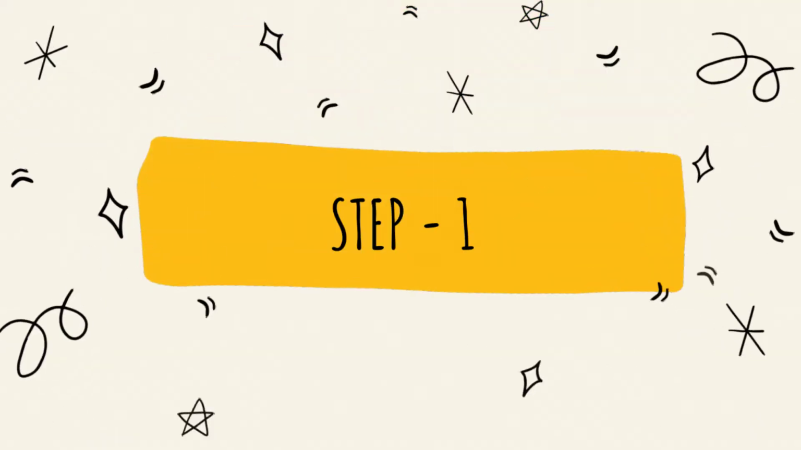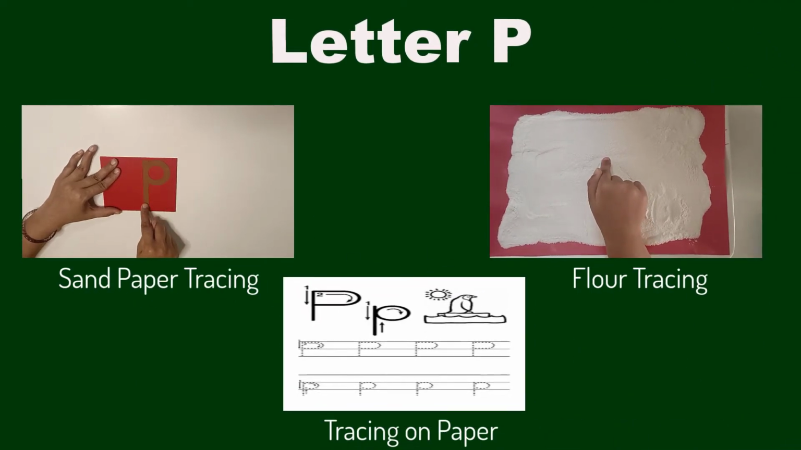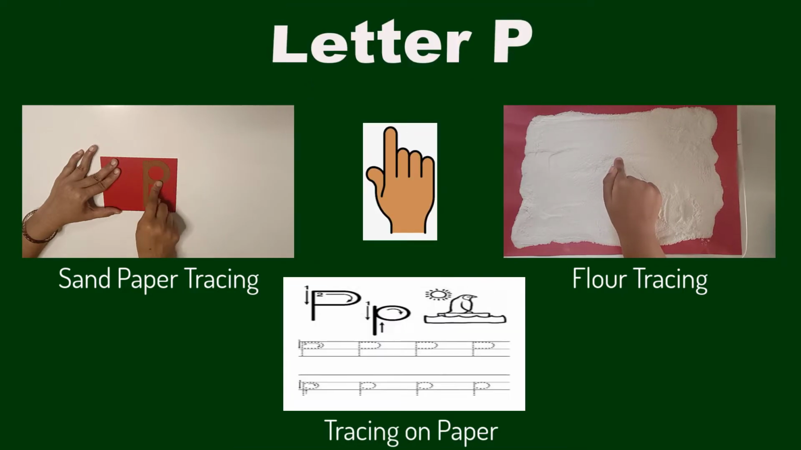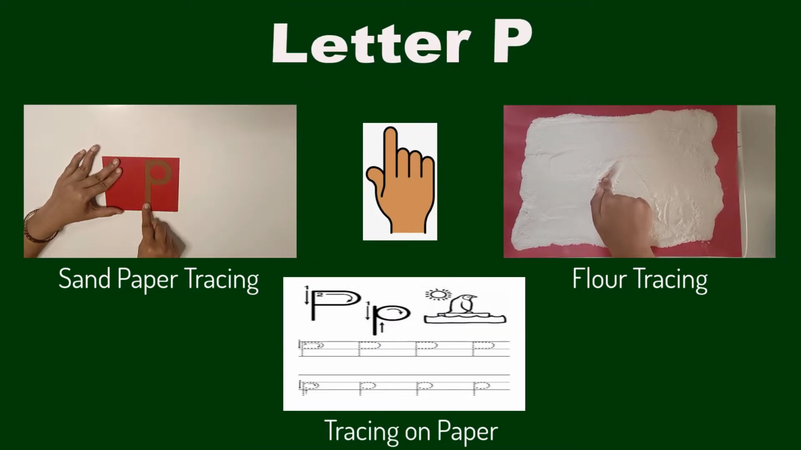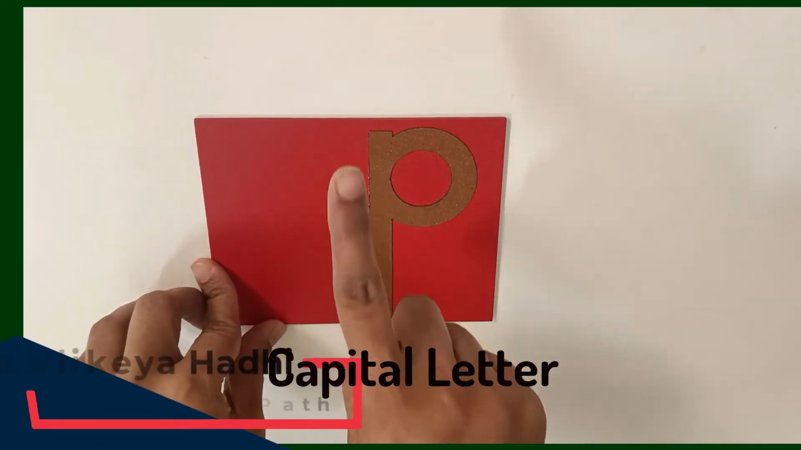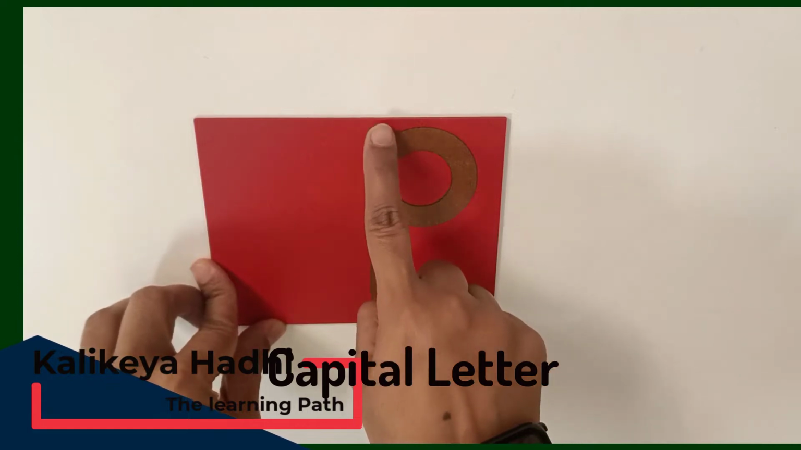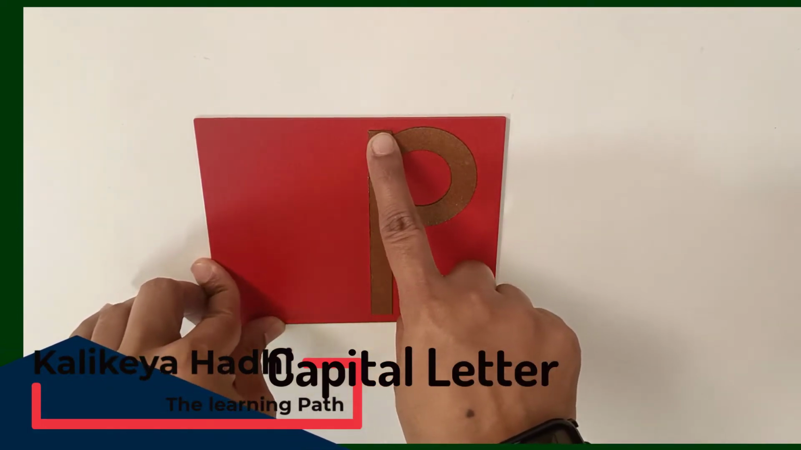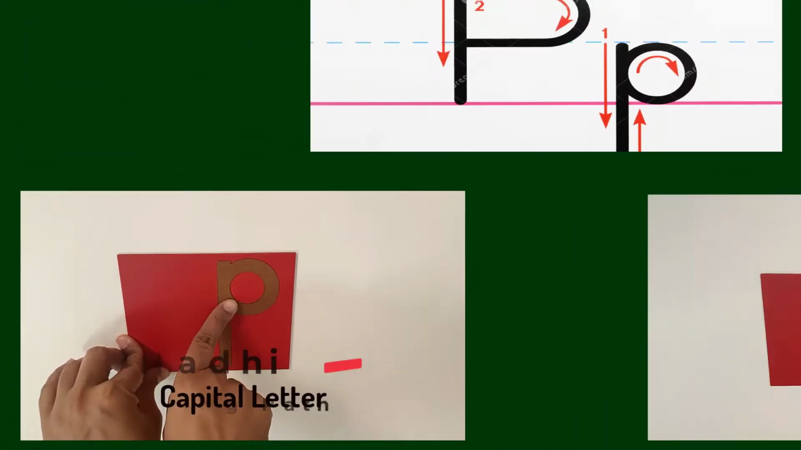Let's start step 1 with the introduction to letter P. We can use sandpaper, flour or even tracing on paper to teach letter recognition and writing. While tracing sandpaper or flour, need to use index finger. For tracing capital letter P, first write a standing line and then go back to the starting point and write an inverted C curve at the top like this.